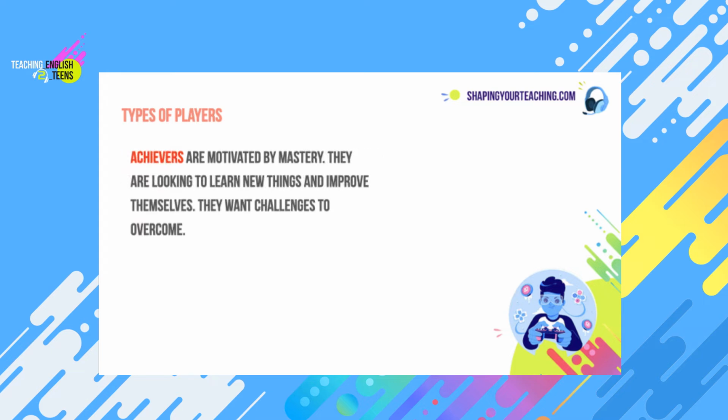Achievers are motivated by mastery. They are looking to learn new things and improve themselves. They want challenges to overcome. They are the ones who want to be the best at things, or at least be achieving things within the system. They want to get 100% of the internal learning system. They do this for themselves and are probably not that bothered with showing off to others about it. They will compete with others, but as a way to become better than others.